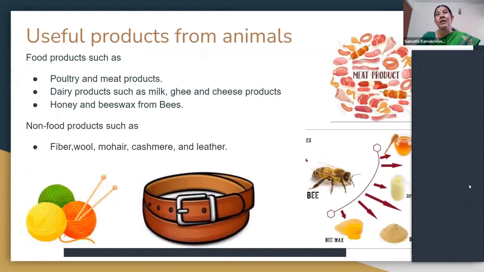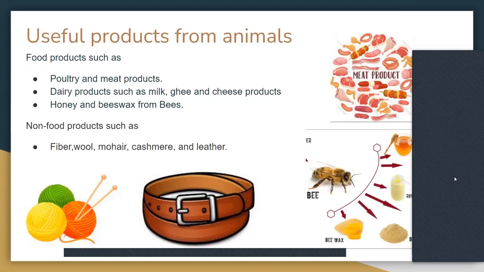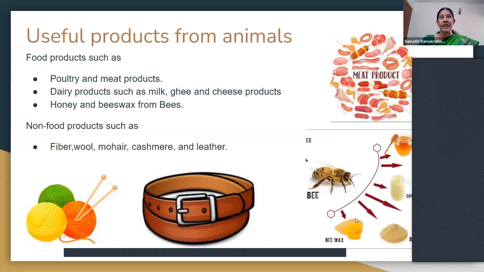Then, animal products. This is what you said before. Why do we domesticate animals? Because they give us products. After taming them only, we came to know that we can use all this. So these are all the products from animals: poultry and meat products, dairy products such as milk, ghee, and cheese, honey and beeswax from bees. And apart from food, we have a few other things like fiber, wool, and other things we get from animals.